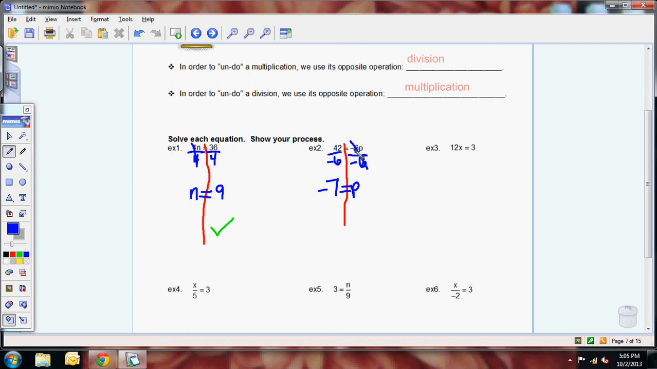Let's check it out. So we have -6 times -7. That does give us a positive 42. So this one checks out as well.